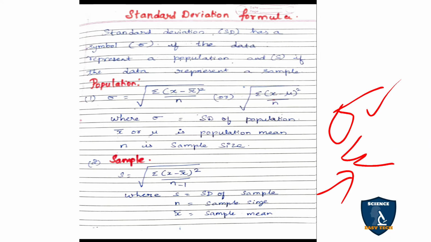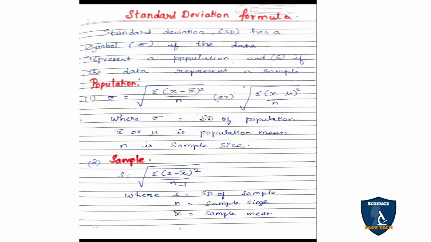So let's see the population formula for standard deviation and the sample formula. If the data is given for a population, you have to use the first formula, that is sigma is equal to square root of summation of x minus x bar whole square divided by n.